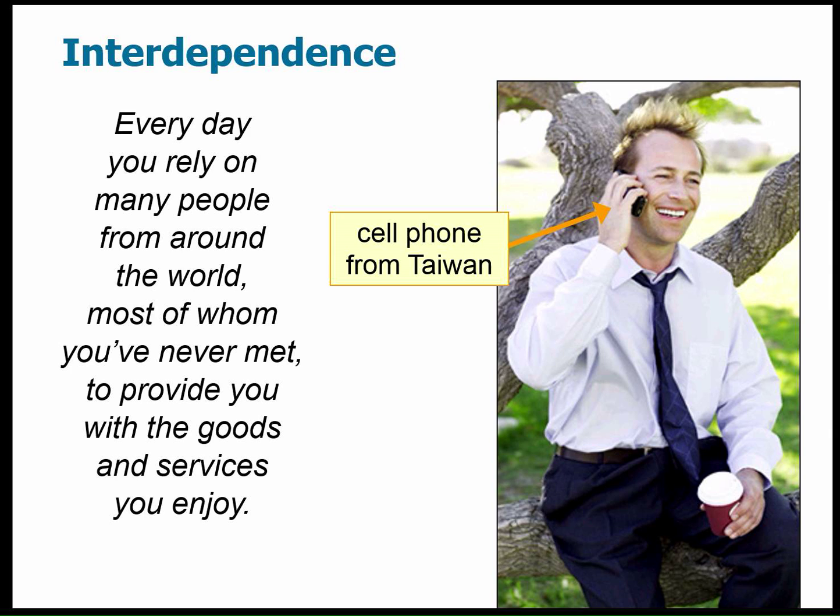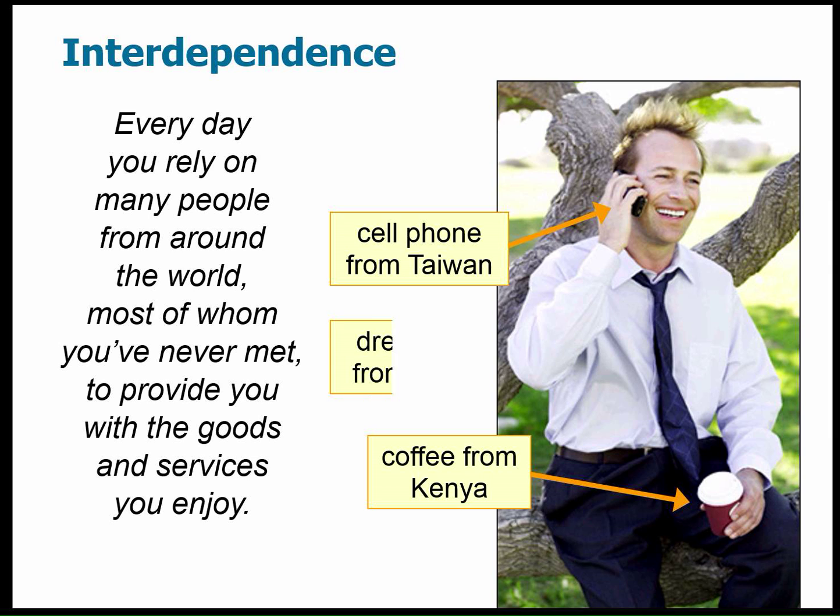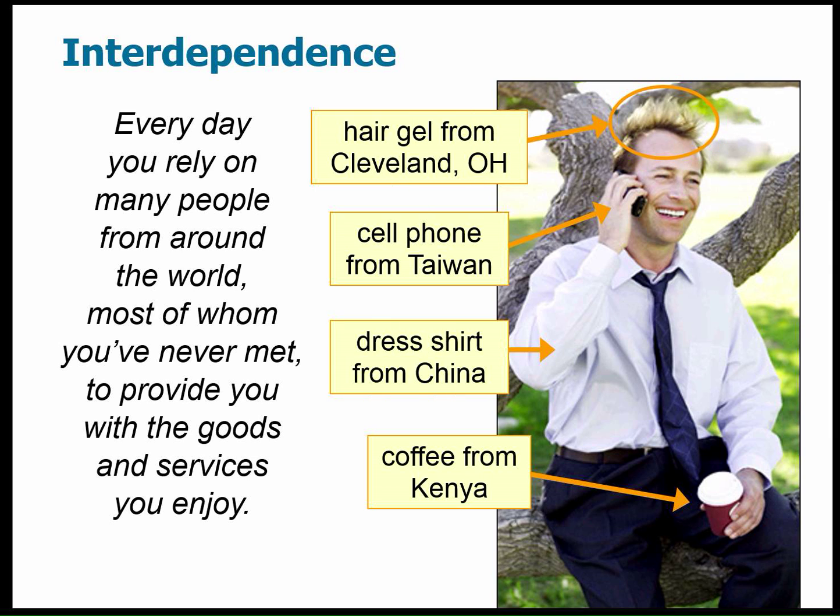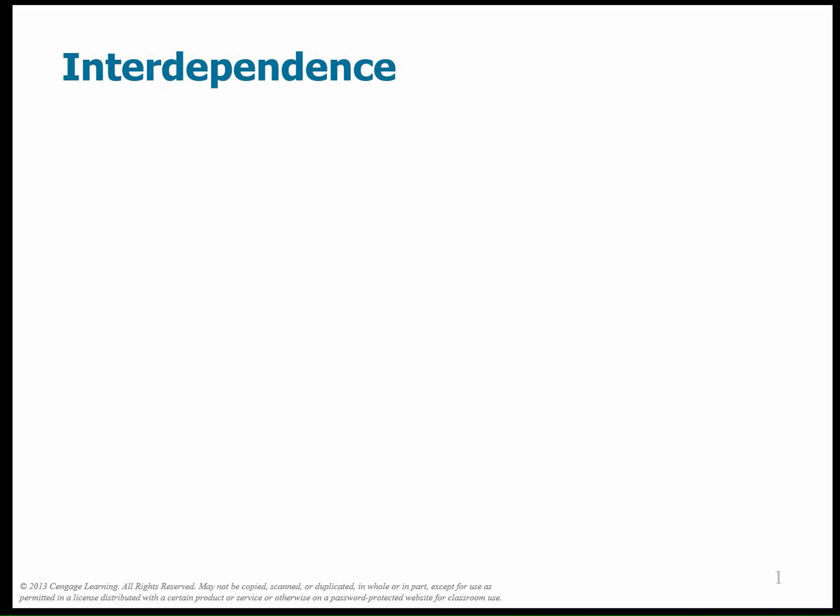Here's a picture of a guy. We have a cell phone from Taiwan, coffee from Kenya, dress shirt from China, hair gel from Cleveland, Ohio. If we did not depend on trade in order to get these goods, we'd be a bunch of poorly dressed, not able to drink coffee people with messy hair and with no cell phones, because we're not able to produce these goods ourselves. Okay, the concept of trade is not necessarily bad. It's a really, really powerful idea to increase our social welfare.